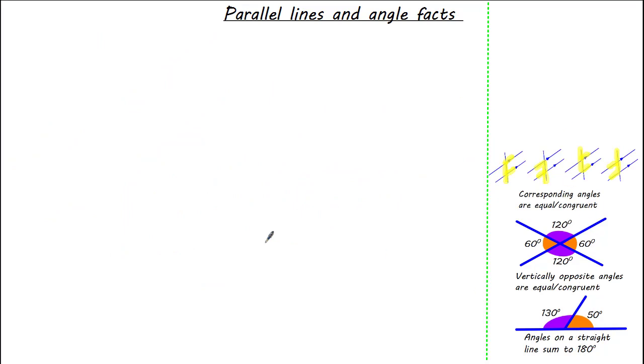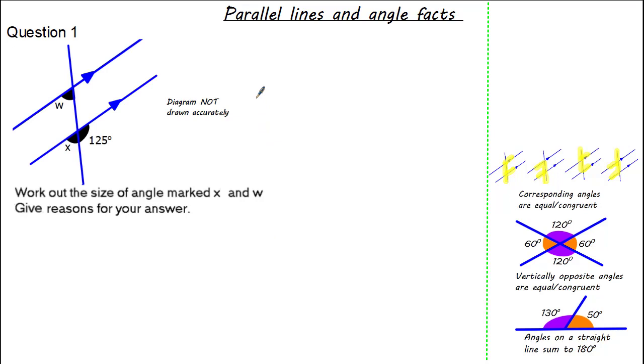So let's see if we can try a past exam question. Notice the question says, diagram not drawn accurately. This means you must calculate the answer and must not measure the angles with a protractor. Here the question asks, work out the size of angle marked X and W. Give reasons for your answer.